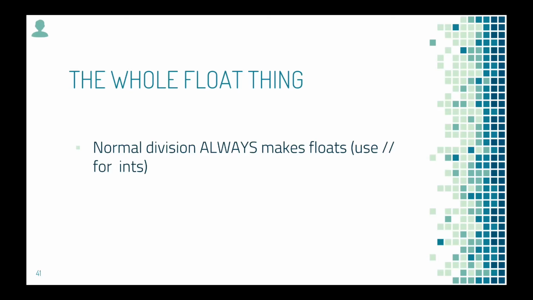The exception to that, though, is those divisions. Remember we talked about the difference between a regular division and a floor division, which has those 2 slashes. Normal division will always make floats. Floor division with those 2 slashes is always going to make integers. That's just something that is written into the way that Python works.